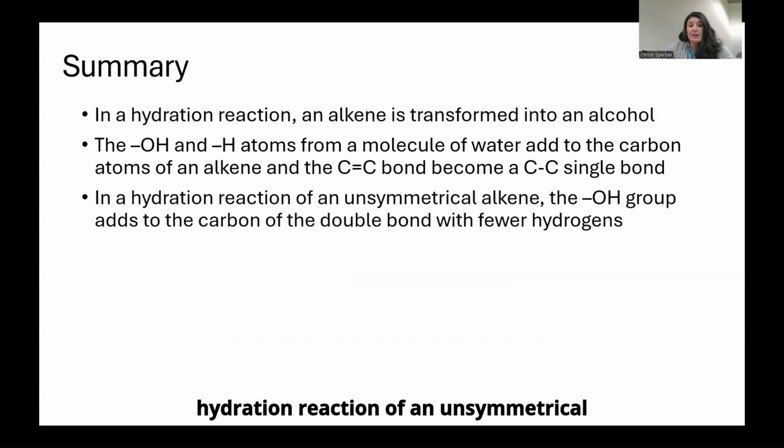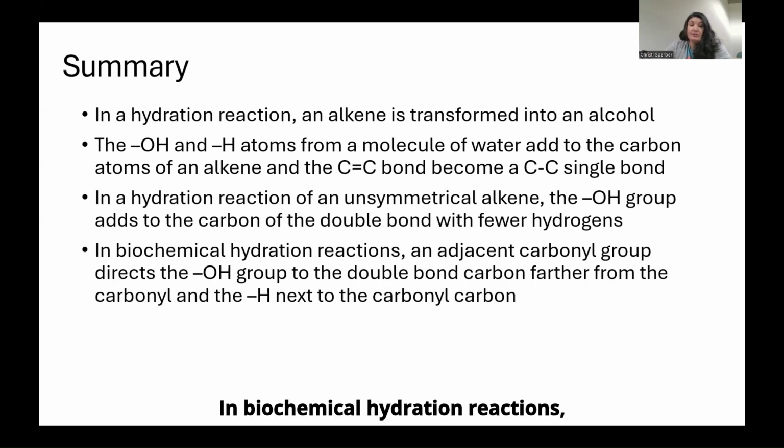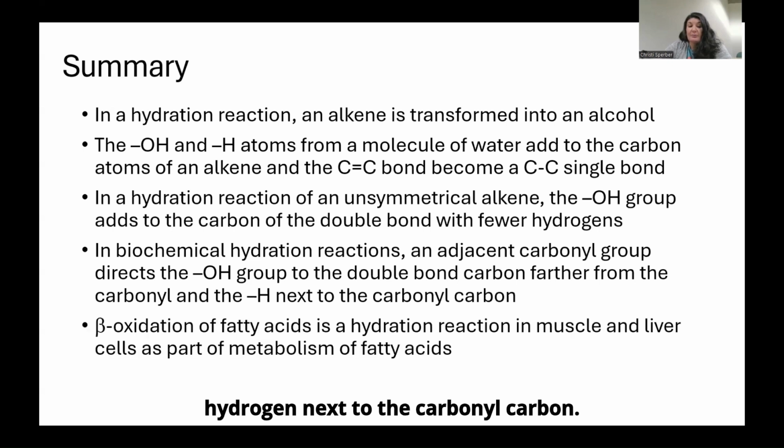In a hydration reaction of an unsymmetrical alkene, the OH group adds to the carbon of the double bond that has fewer hydrogens, or you can think of it as the carbon of the double bond that's bonded to more carbons. In biochemical hydration reactions, an adjacent carbonyl group directs the hydroxyl group to the double bond carbon farther from the carbonyl and the hydrogen next to the carbonyl carbon.